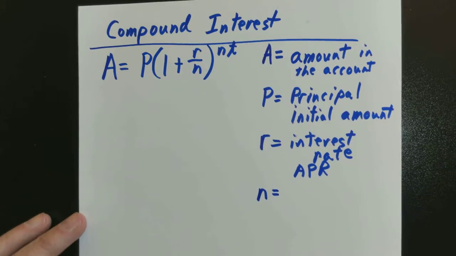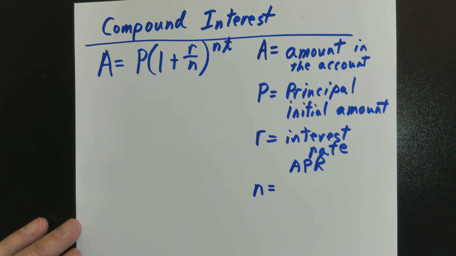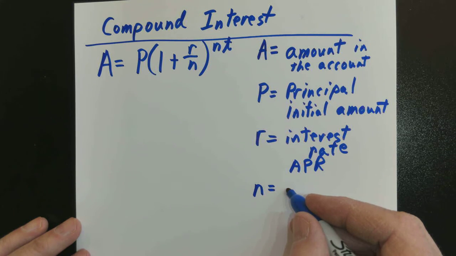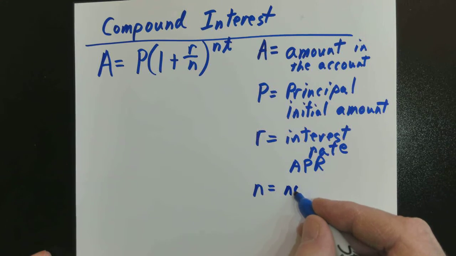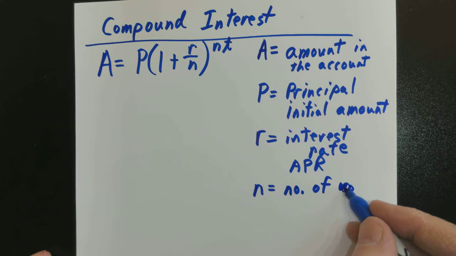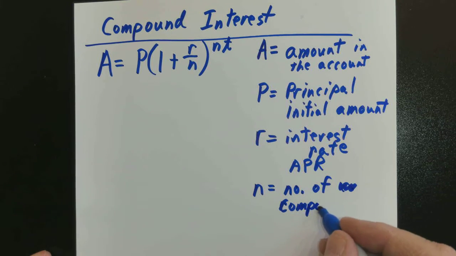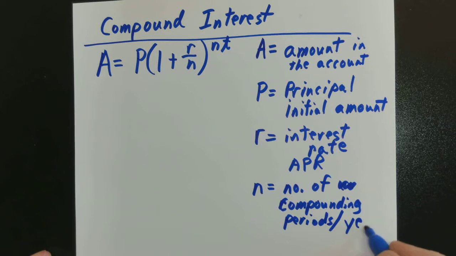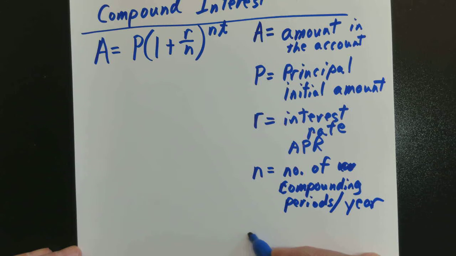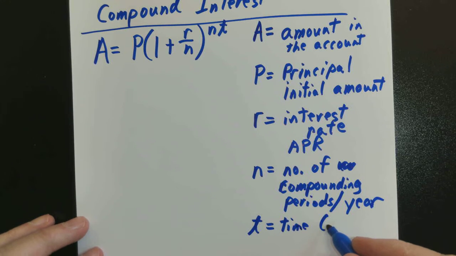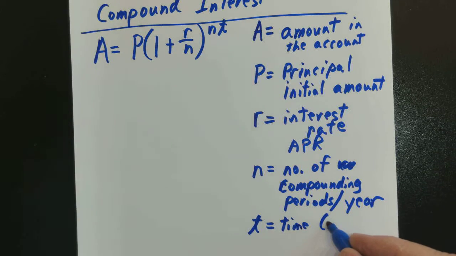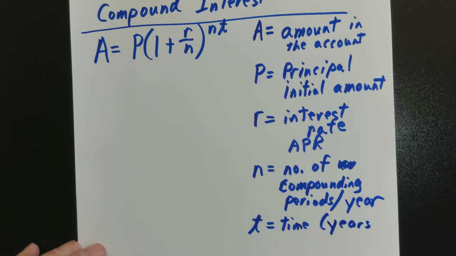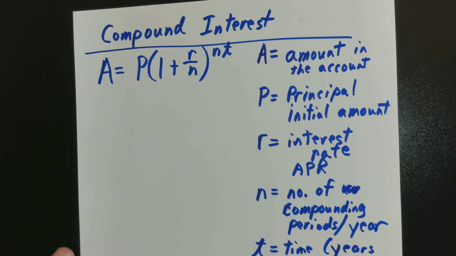N. This is where the compounding enters in. N is, does anybody know what that is? It's the number of compounding periods per year. Very good. And T. Time. What's the time measurement units here, typically? Years. Number of years the amount is in the account. All right. So I want to do a couple of things here.